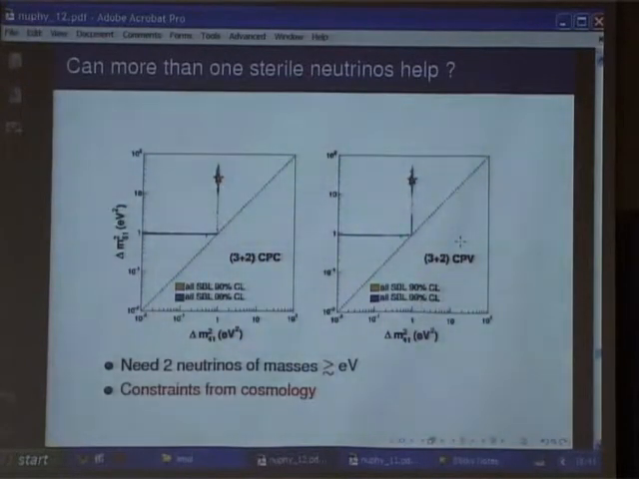If you do that, of course, you do everything, you always get a best fit point. You get a best fit point here, this 3 plus 2 CP violating case. Now you see this point has delta m square 4-1 of 1 electron volt square and delta m square 5-1 of some 10 electron volts. So what does this mean? This means that you need two sterile neutrinos which are of the order of electron volt masses. One of them may be 5 electron volts, something like that. And then cosmology tells you that you can't have neutrinos heavier than, let's say, 2 electron volts.